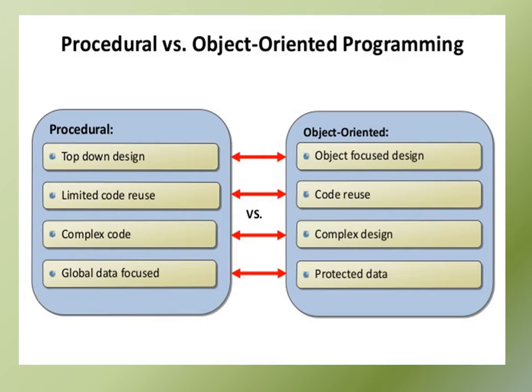Then in procedural, third point, complex code is there, as we are writing a number of functions, a number of times, so it becomes complicated. But in object-oriented programming, the programming design is complex. Procedural is global data focused, and in object-oriented, data is protected.